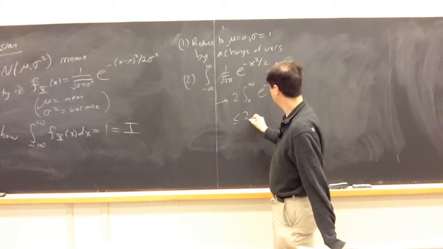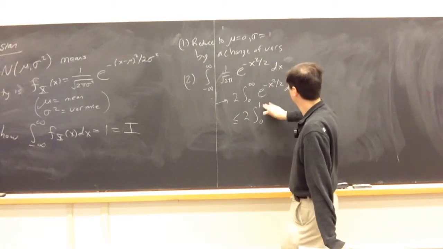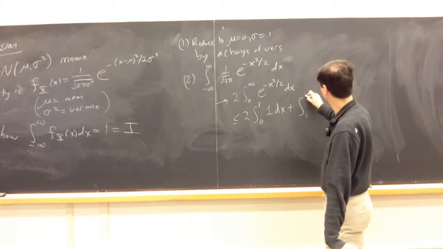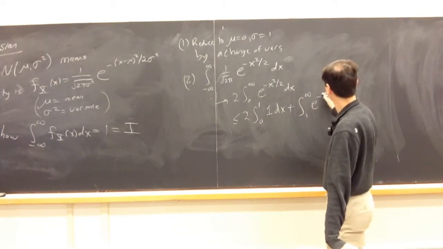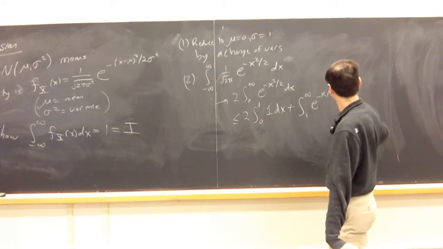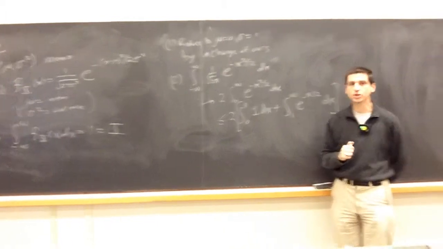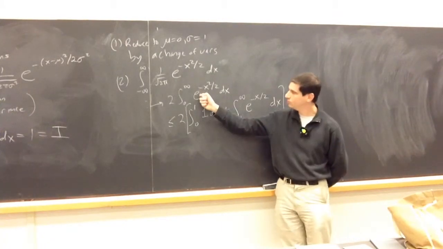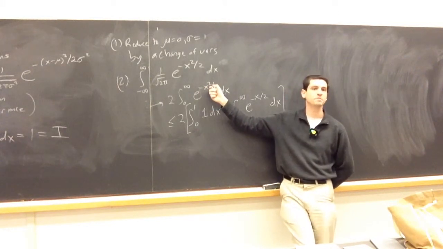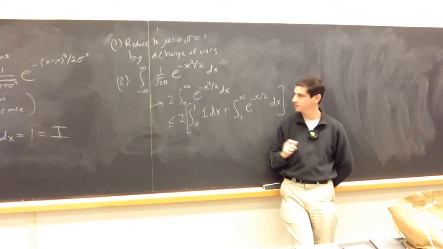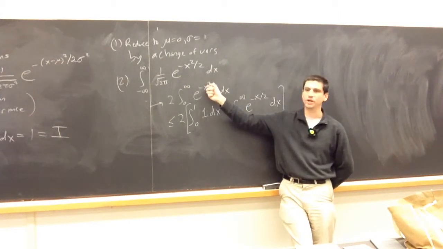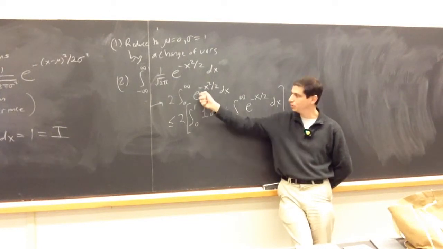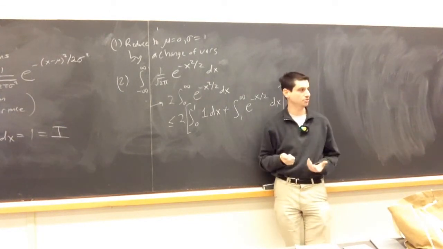This is less than or equal to 2 times the integral from 0 to 1 of 1 dx, plus the integral from 1 to infinity of e to the negative x over 2 dx. This is just a quick calculation to show the integral exists and is finite. The reason is I want to replace e to the negative x squared over 2 with something bigger that still integrates to something finite. Well, the largest value this takes is when x equals 0. When x equals 0, this is just 1. So when I go from 0 to 1, if I replace this with 1, I've just increased the integral.